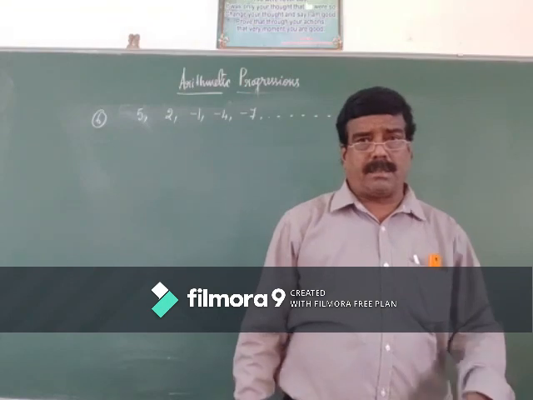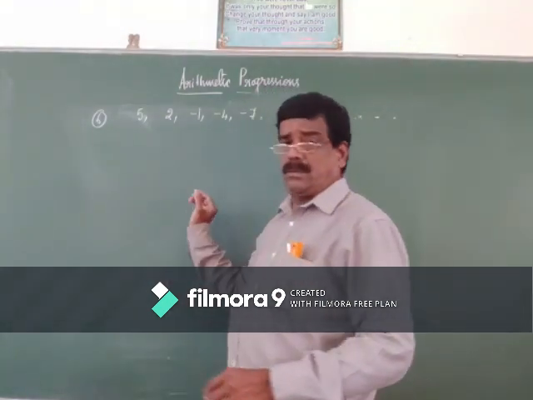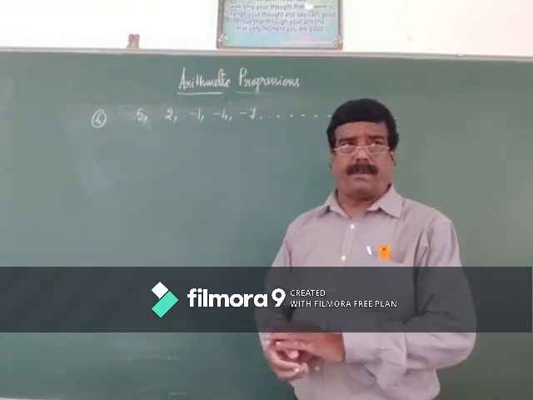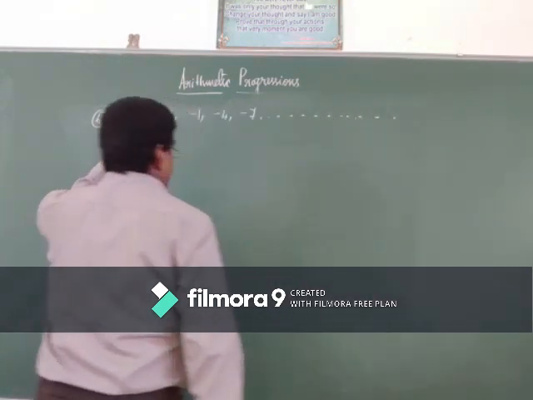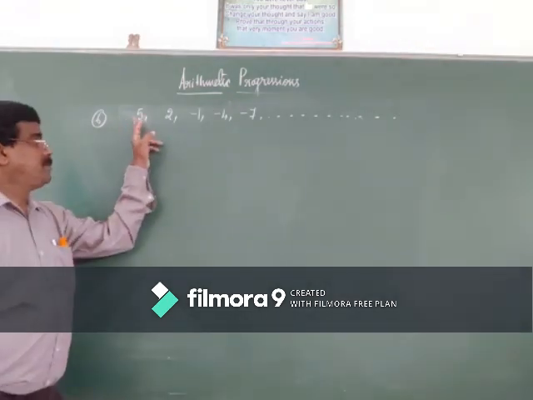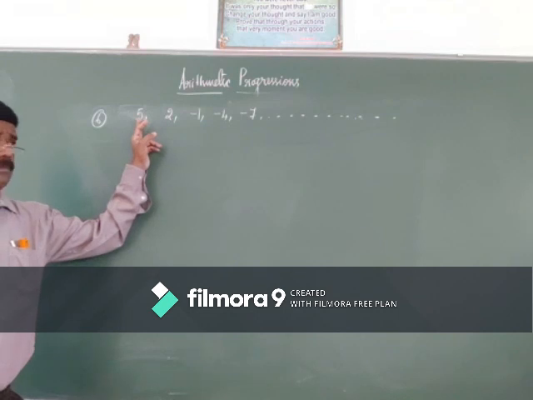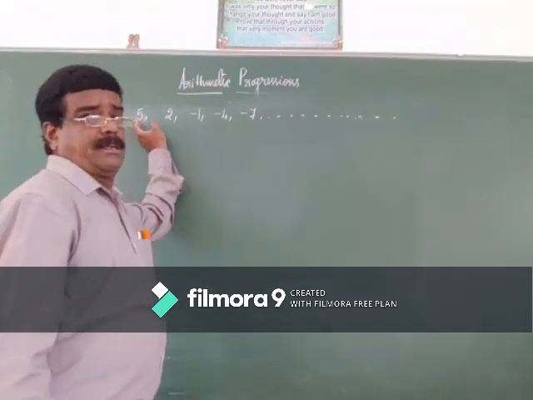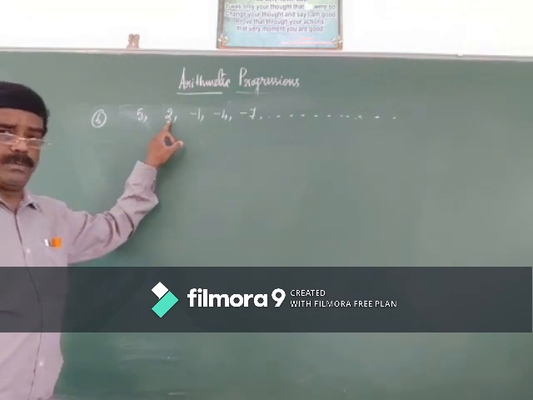Yes, children, now we are going to learn how to make many sums from one AP. Here is an example again. We have selected our AP. I started with 5, and I have taken the difference as minus 3. So 5 minus 3 is 2.